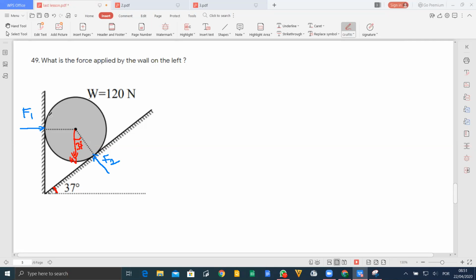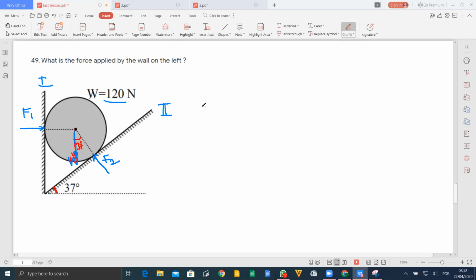Okay, this object is in equilibrium, and then we need to consider how many forces are acting on this object. I'm seeing that there are only 3 forces here. One is weight, the other one is F2 from this wall. Let's say this is the first wall. This is the second wall, and the weight is given as 120.